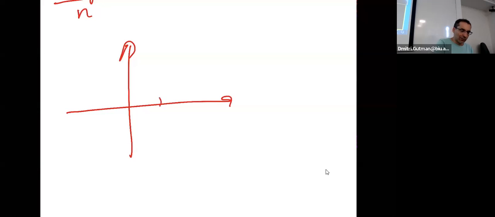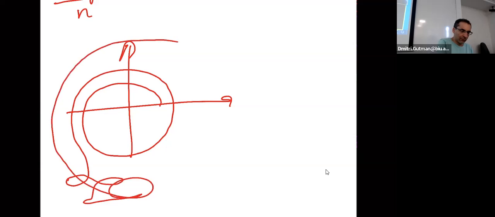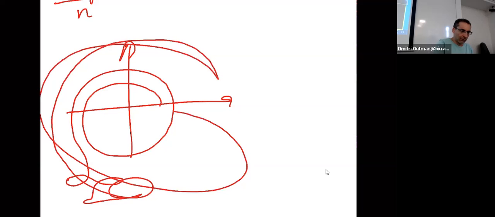Let me try to do it. You started with the function f of z. Z completed a single turn on the z plane, and its image performed just this funny motion that I drew.